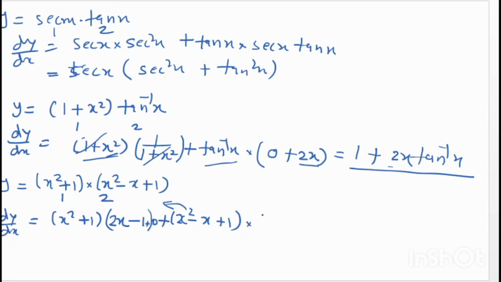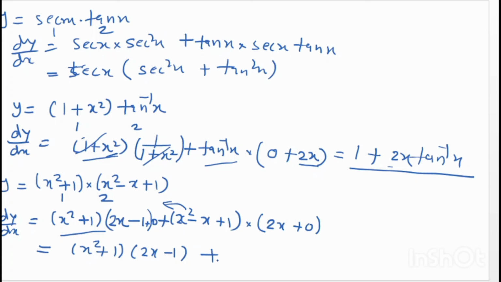Next, the multiplication, so the derivative of the first, x square plus 1, is 2 times x plus 0. So what we get finally, the remaining terms: 2x minus 1, so x square plus 1 into 2x minus 1, then x square minus x plus 1 into 2 times x. So we can multiply the brackets, expand, and solve further.